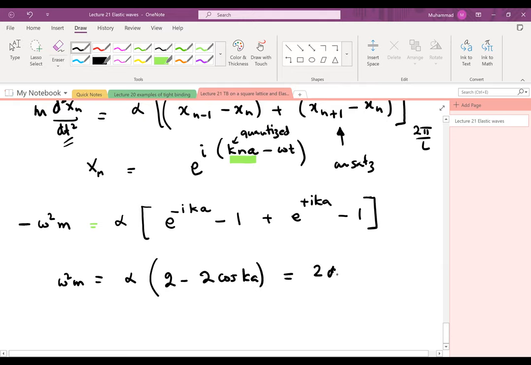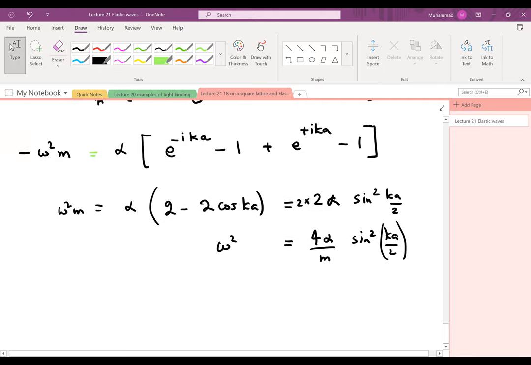That is 2 alpha times (1 minus cosine ka), which is sine square ka over 2 into 2, so my omega square is 4 alpha over m sine square ka over 2. This is my dispersion relationship. It's only that my dispersion relationship is now in terms of omega. So dispersion relationships can be written as energy in terms of k or omega in terms of k. And if I were to find omega in terms of k, I just take the square root of both sides.